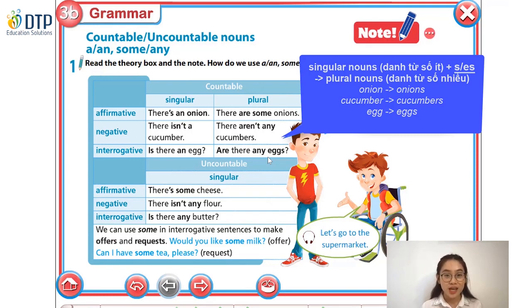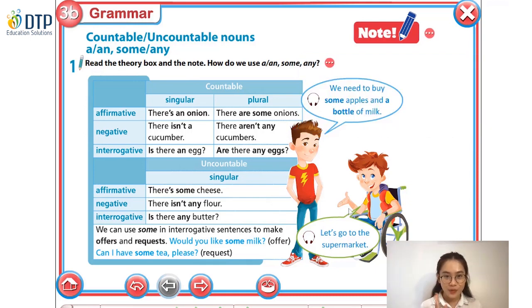Đó là chúng ta luôn thêm s hoặc là es vào tận cùng cuối của những danh từ đếm được ở dạng số nhiều. Now, when it comes to uncountable nouns, remember that we never add s at the end of the nouns, okay? Với những cái danh từ không đếm được thì các bạn nhớ giúp cô mình không bao giờ thêm s hay es vào tận cùng của danh từ các bạn nhé.